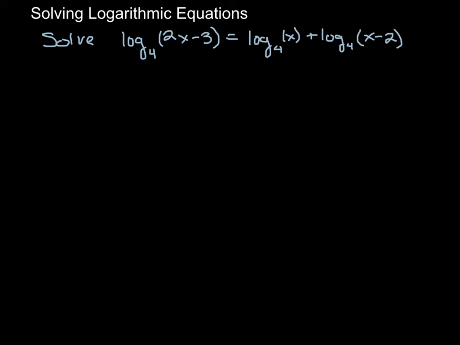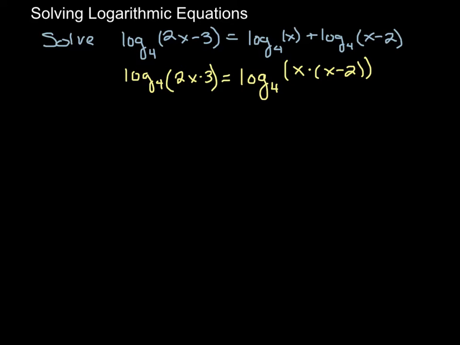Now, we're just going to take this step by step using properties that we know, and soon we'll be able to just get x all by itself. So here we have a log being added to another log. So using the properties that we all know, we know we can combine those two using multiplication. Alright, so now we have log base 4 of 2x minus 3 equals log base 4 of x times x minus 2.